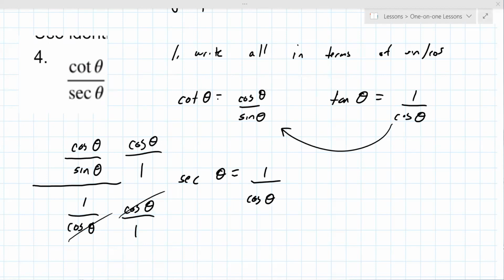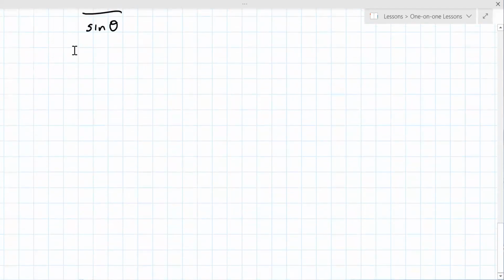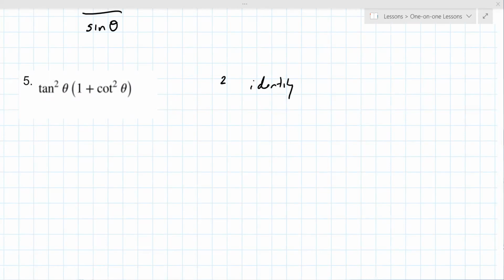All right, let's look at number 5. If you have that reference sheet, this would be a good one to have out, because whenever you see a squared, that generally means you're going to use some sort of identity. Do you have that reference sheet out? I can send you a link if you need it. On page 2 are all the identities.